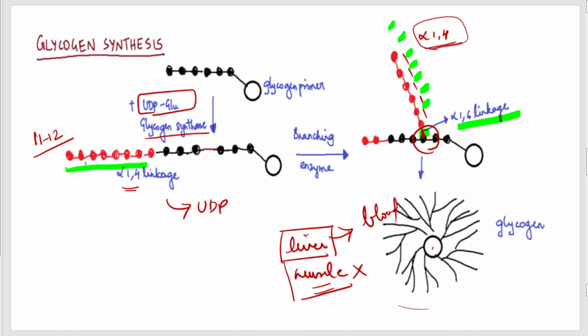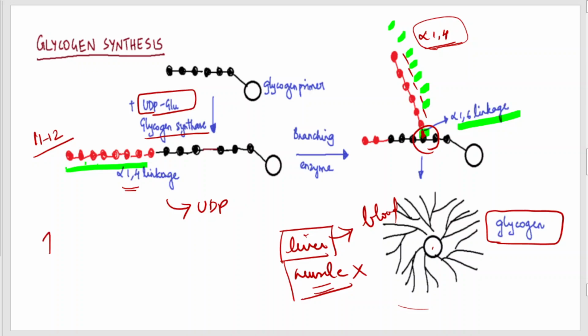So alpha 1,4 linkage is always formed by glycogen synthase, and alpha 1,6 linkage is formed by the branching enzyme. So finally, more glucose residues are added, and the storage form of glucose, which is glycogen, is formed. So which hormone stimulates glycogen synthesis?